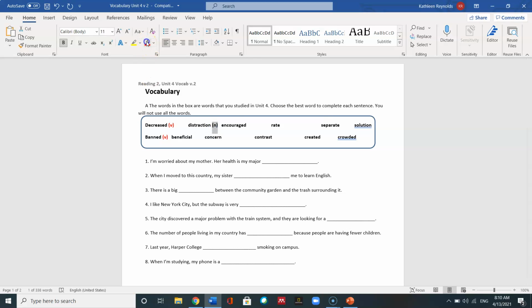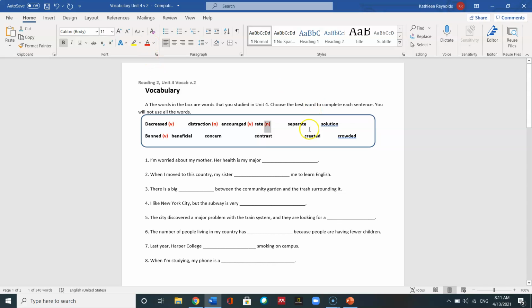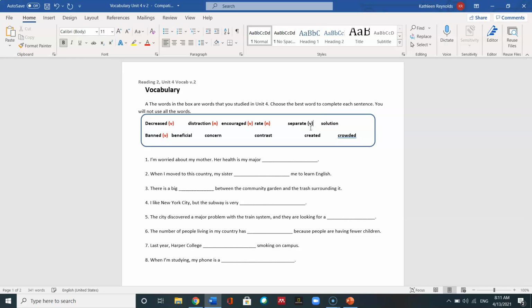Encouraged, because it's ending in ed, we saw encouragement, which was a noun, and then encouraged, which was a verb. Okay, we see the next word is rate, which is a noun. This is the one that means how fast we do something, like the speed that we do something. Separate can be an adjective, but in the way we studied it, it's a verb, to keep two things apart from each other. The next word is solution, and that's a noun.